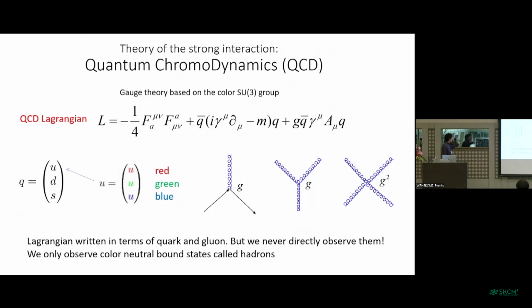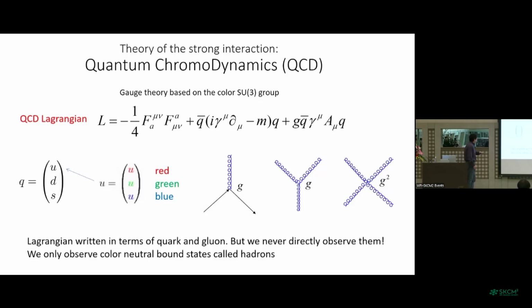So there is the up quark and down quark and strange quark, and also there are heavier quarks. And each flavor of quark comes with 3 different colors. So the up quark can be red, it can be green, and it can be blue. And the interaction between quarks and gluons is dictated by this Lagrangian, which is constrained by the gauge symmetry. So you have interaction between quarks and gluons, and also the self-interaction between gluons.